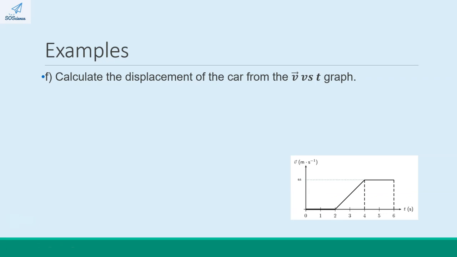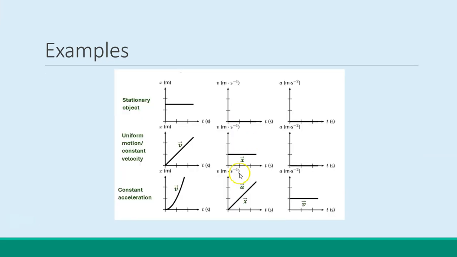Calculate the displacement of the car from the velocity time graph. Recall that we can calculate displacement based on the area under a velocity time graph. Now, that question specifically asks you to calculate the displacement based on the velocity time graph, but in general, you would just be asked to calculate displacement. And you would have to know and realize that displacement can be calculated based on the area under a velocity time graph.